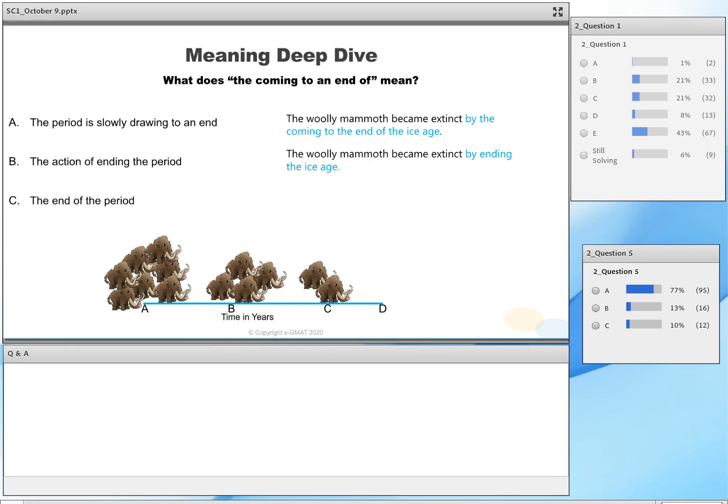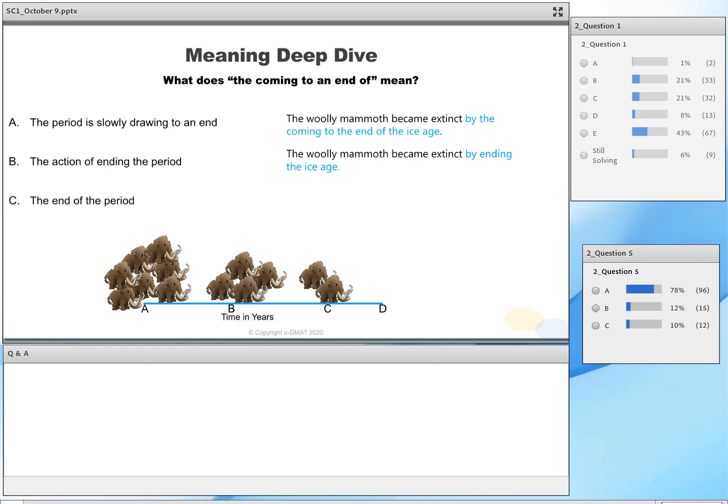Next is the action of ending the period. And this is what we see in one of the answer choices, where it is written by ending a period of growth of agricultural productivity, right? So that is what we have translated here. But if we put it in our example sentence, what do we get here? The woolly mammoth became extinct by ending the ice age. Is it so that the woolly mammoths ended the ice age and that's how they became extinct? Definitely this meaning is absolutely not logical.